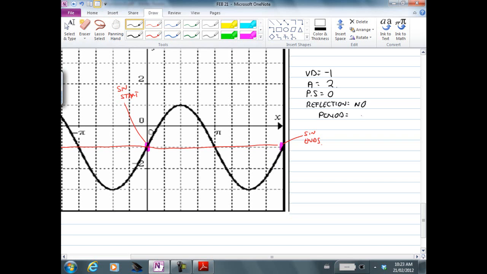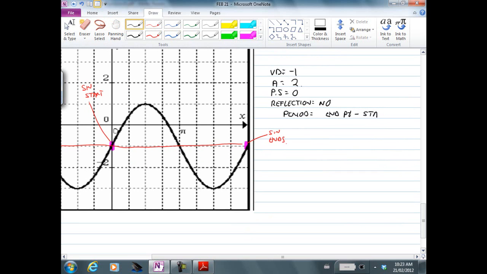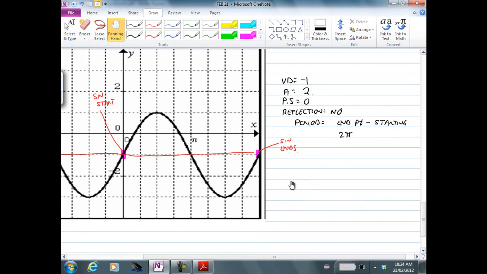So let's write this down. Period: end point minus starting point. And this will give you a period. Okay. Which is 2 pi. Guys and gals, create a sine equation that has all these properties right now. Go for it. Create an equation that has all these properties.